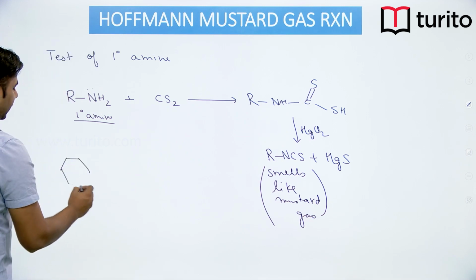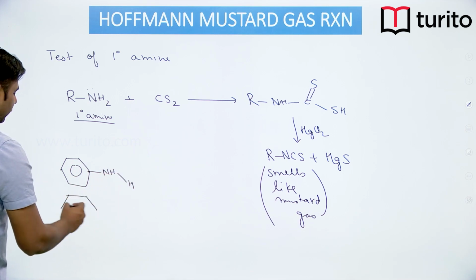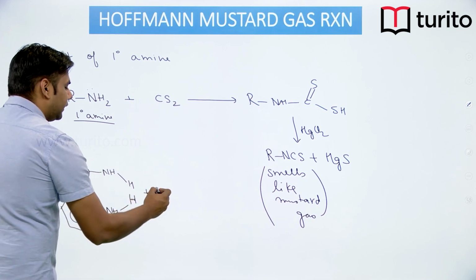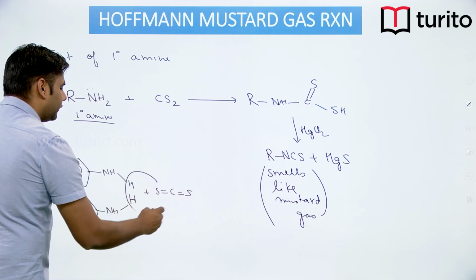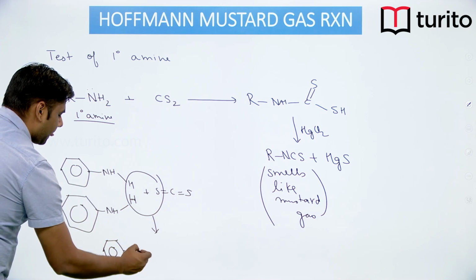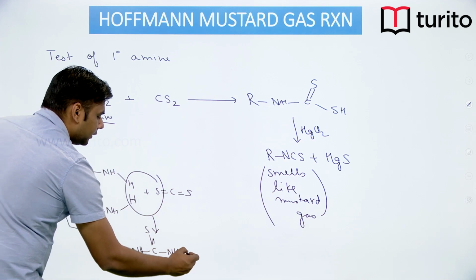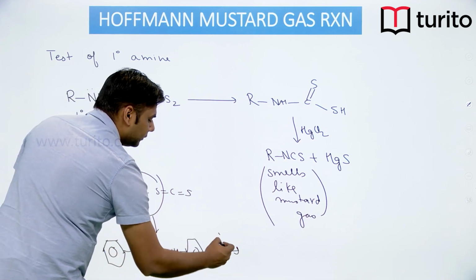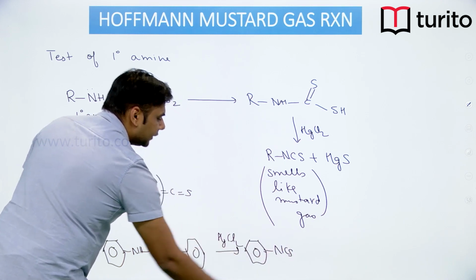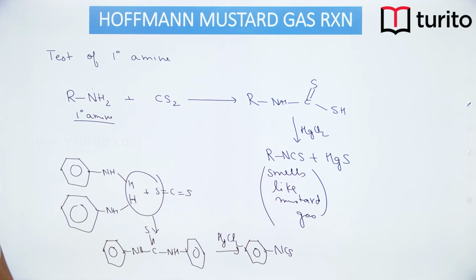Even if you take aniline, with aniline you just have to remember that you have to take 2 moles of aniline, and when you react this with carbon disulfide, something like this is formed, and now when you react this with HgCl2, we get, okay, so this is again a mustard gas smell. If you react with a 2 degree amine, we cannot get the mustard gas smell.